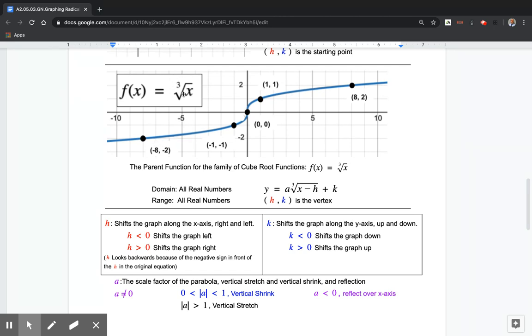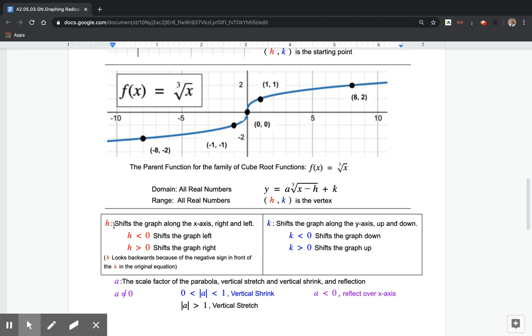Whenever we have an odd index on the radical, that means that our domain and our range are not restricted, because we can take the cube root of a negative value and that will get us an answer that is a real number. Also, we can do transformations of the parent function the same way that we will for the square root.